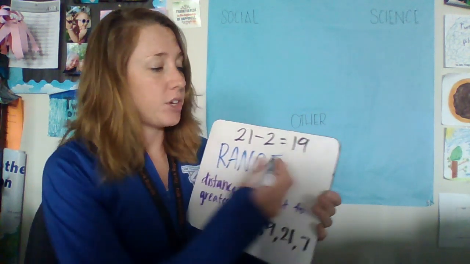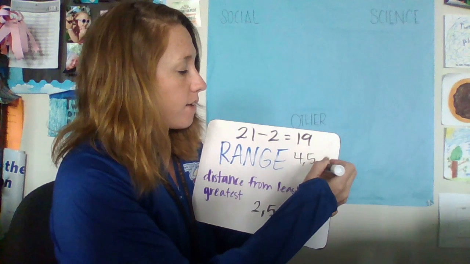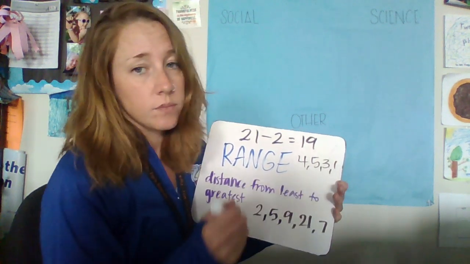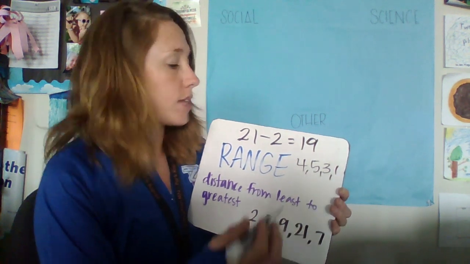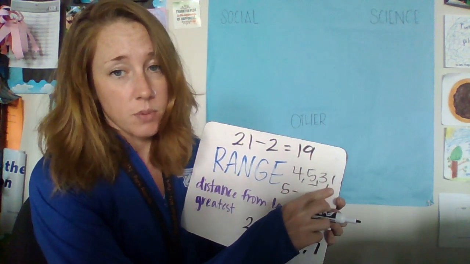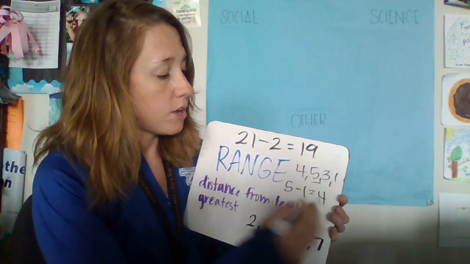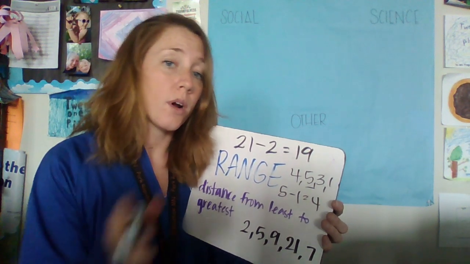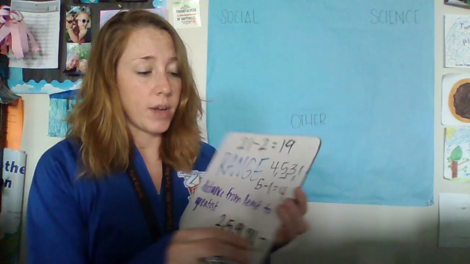Let's say I had the numbers 4, 5, 3, and 1, and I'm finding the range. Same thing, I'm going to take my greatest number, which is 5, subtract my smallest number, which is 1, and I get 4. So my range is 4. There's 4 numbers between my smallest and my largest data point. That's the range. That's how big a span you have. Sometimes you get a really big range, sometimes you get a really small range. Like our class sizes range, like I talked about yesterday.